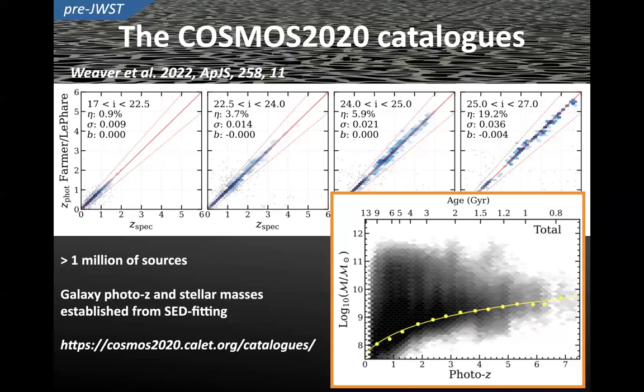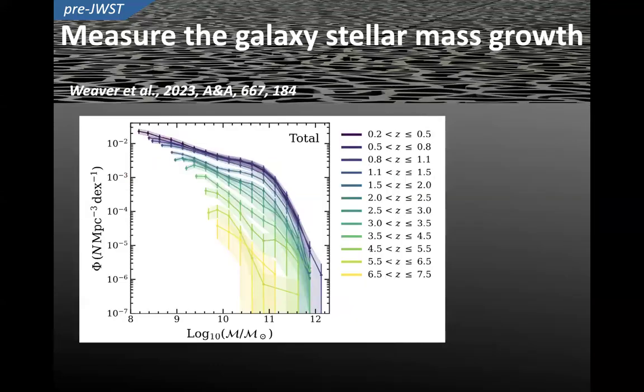So we have the masses, and with that, we derive the galaxy stellar mass function. So this is the result from John, where you have the density of galaxies as a function of stellar mass. Each color corresponds to a redshift bin. So here, even without James Webb, we were able to go up to redshift 7. So not with a lot of galaxies and with large error bars, but we were able to go there.